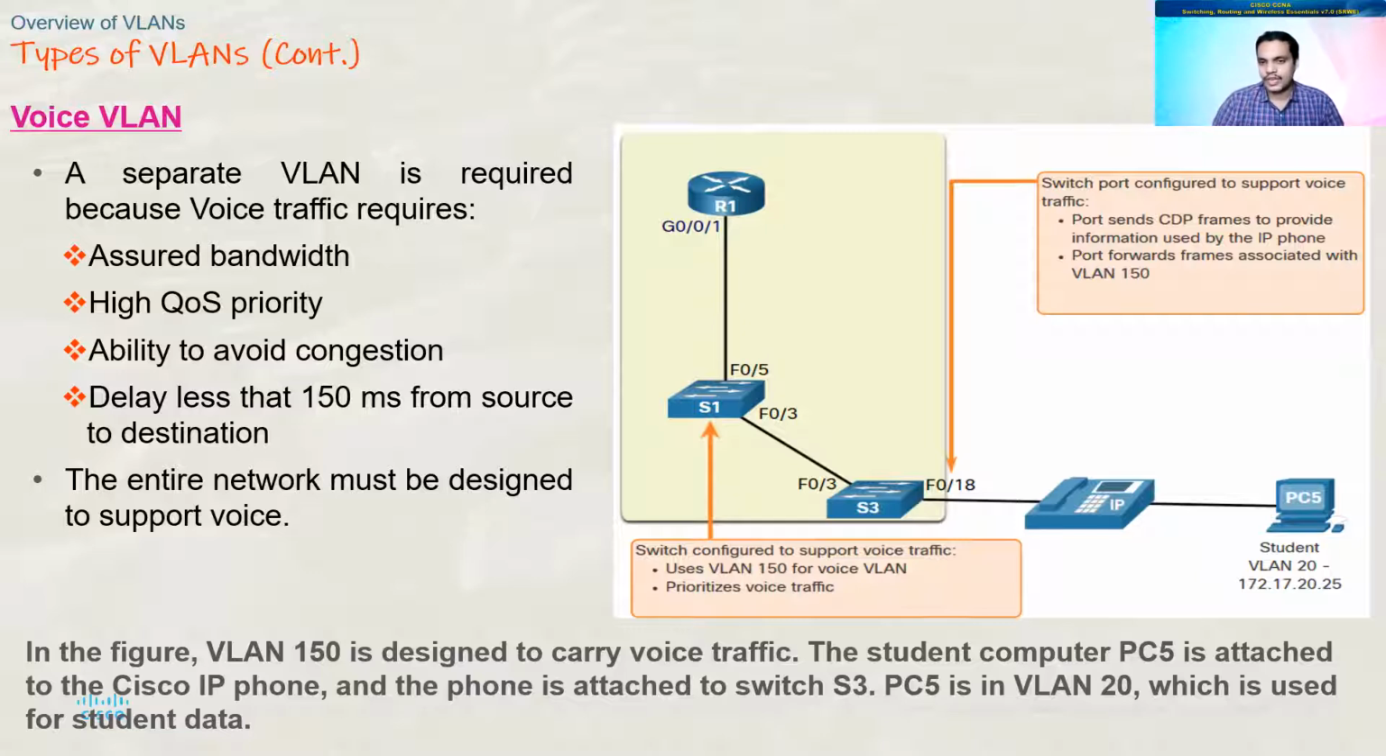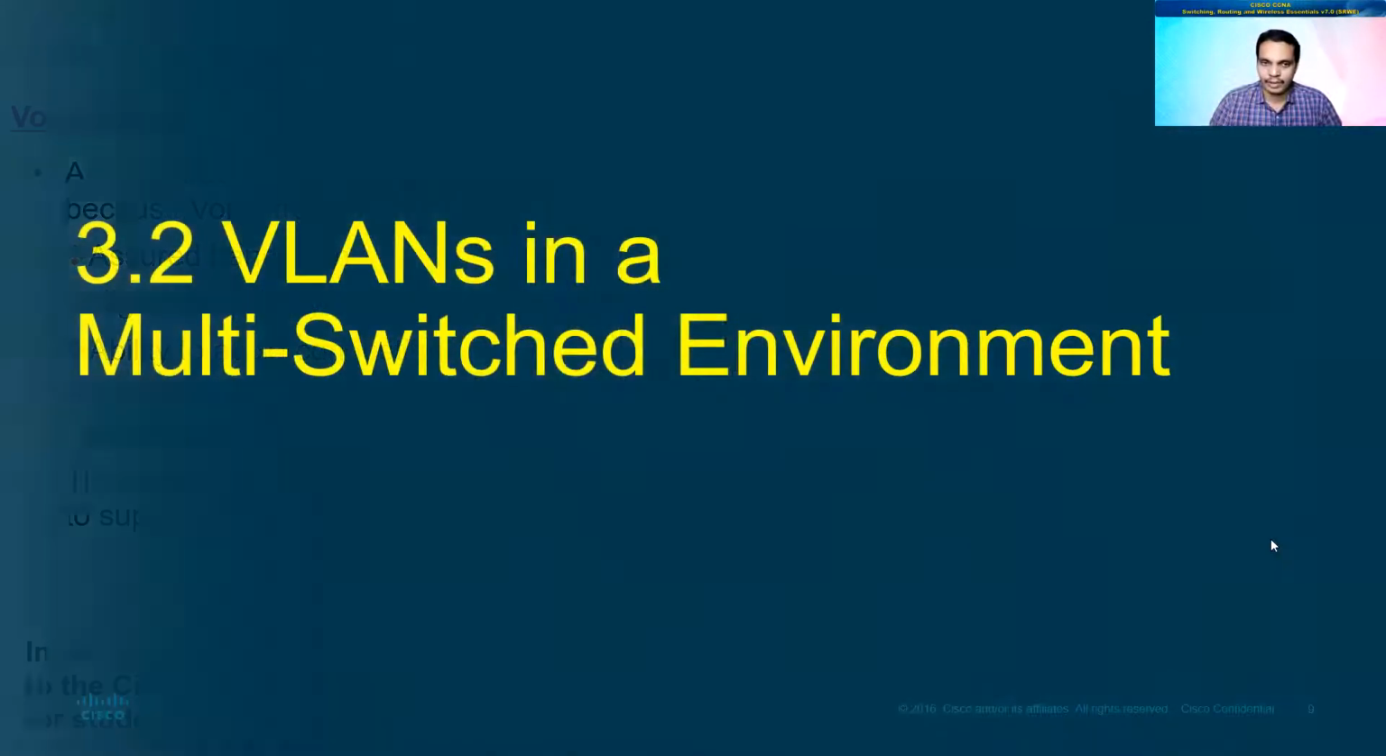If you check it out here, there is a switch, there is a PC which is connected to this, and there is also an IP phone which is connected to the same port F0/18. So on this port, you can see VLAN 150 is designed to carry voice traffic. The student computer PC5 is attached to this IP phone, and the phone is attached to switch S3. So PC5 is in VLAN 20, which is used for student data. What you have to understand is that this port F0/18 can be configured to support both voice traffic from VLAN 150, including this IP phone, and also traffic from VLAN 20 to which this PC5 belongs. Okay, we'll discuss more about how to configure them.